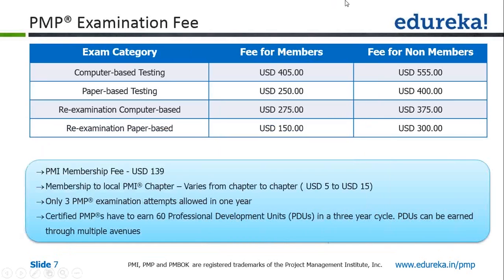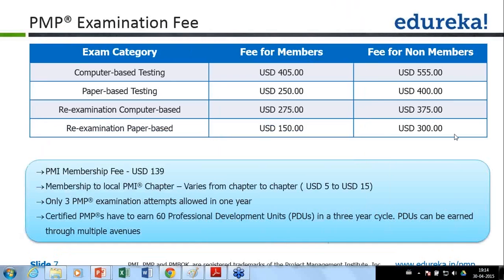These are the charges that you have. If you opt for computer-based testing, then depending on your PMI membership status, you may have to pay $405 or $555. So PMI membership is separate from that. PMI membership, you can apply for it, and you need to pay $139 to become a PMI member.